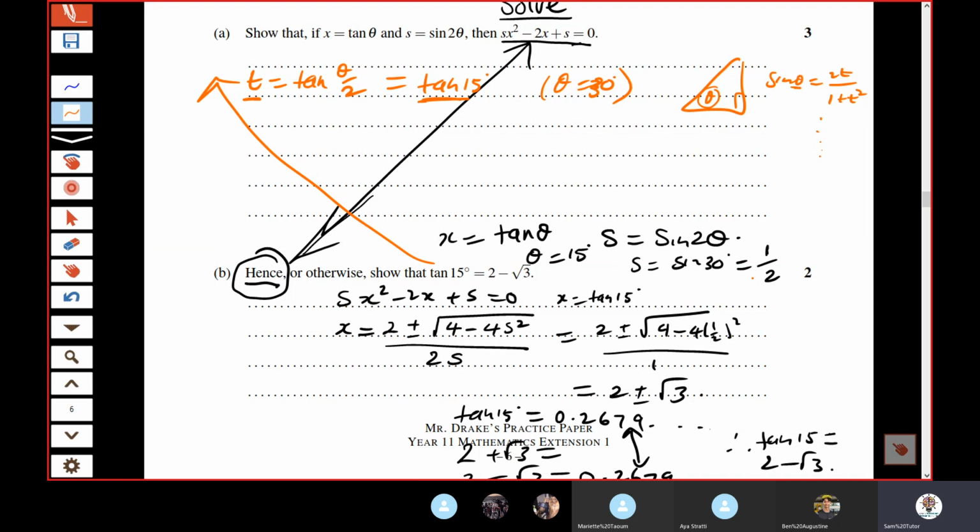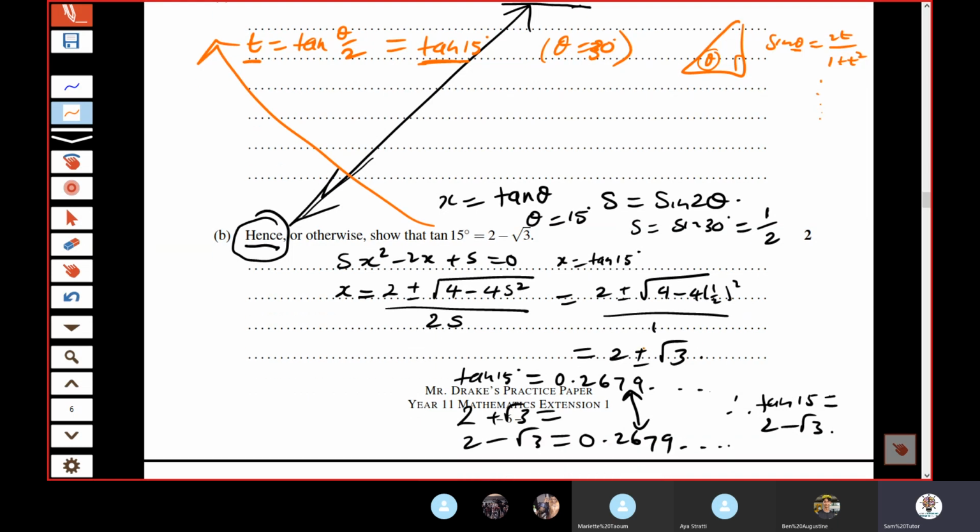Make sense? But you'll still have the same problem, by the way. You're going to still get plus minus, and then you have to do this little trick here. The only way you can work them out is by subbing it as a decimal.